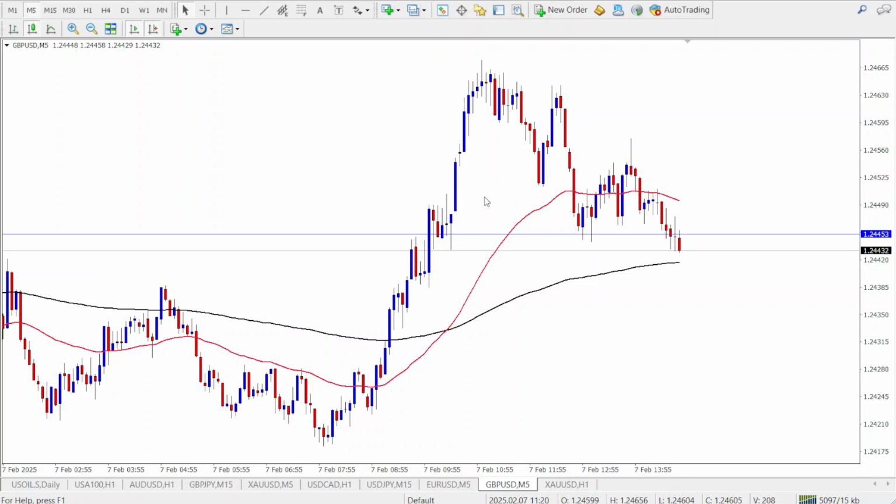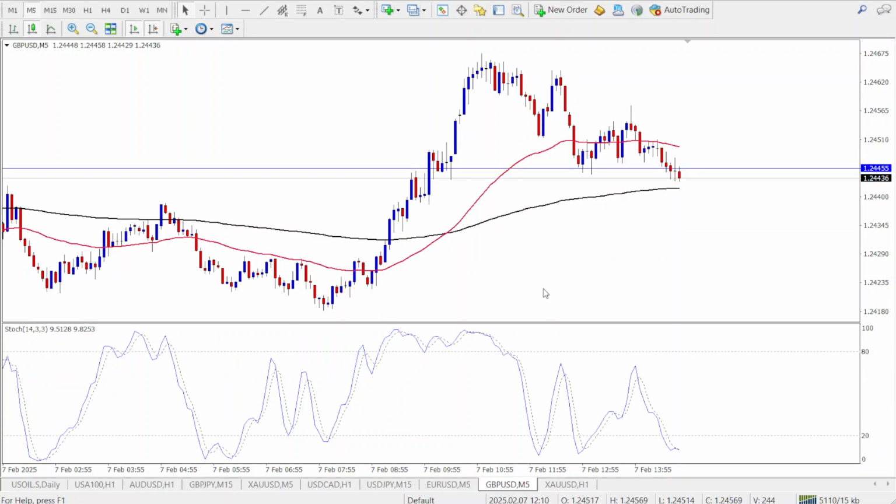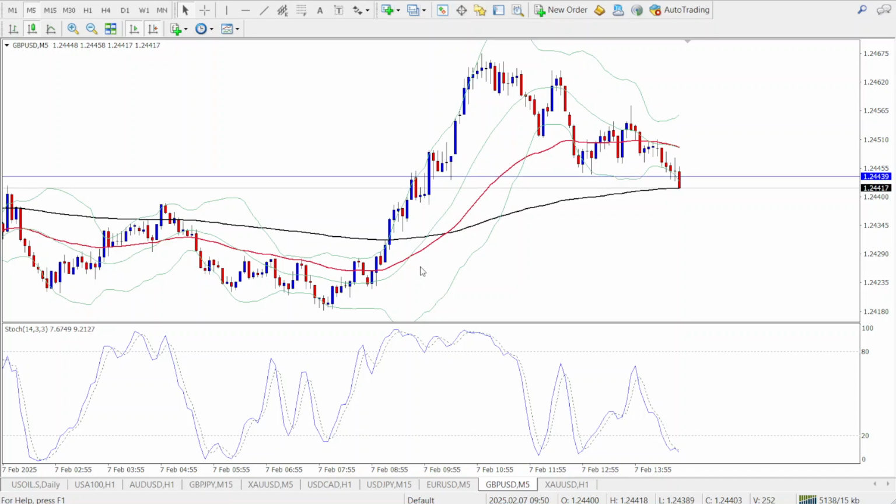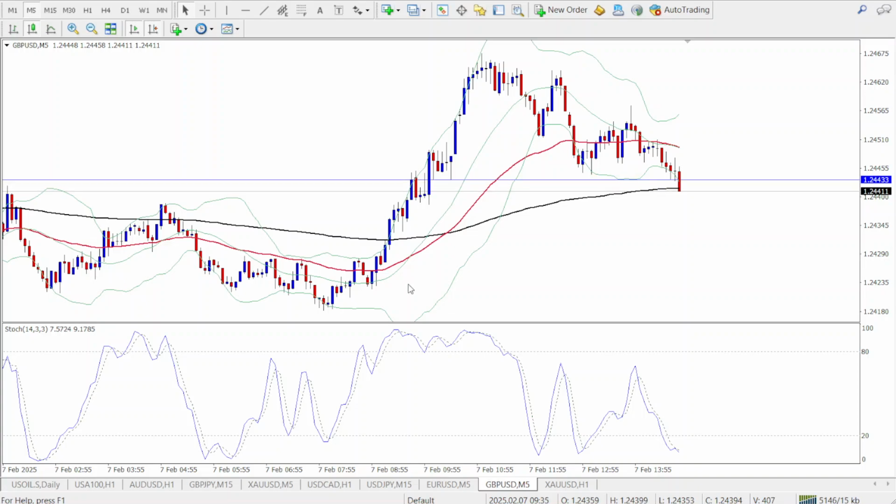The 50 and 200 EMA help identify trend direction. When price is above these lines, the trend is bullish. When price is below, the trend is bearish. As easy as that. Secondly, we're going to be looking at the stochastic oscillator. This momentum indicator helps determine if the market is overbought or oversold, signaling potential entry points. And then next, we're going to be looking at the Bollinger Bands. The Bollinger Bands help identify volatility and price reversals. Price touching the upper or lower band can indicate a potential trade setup.